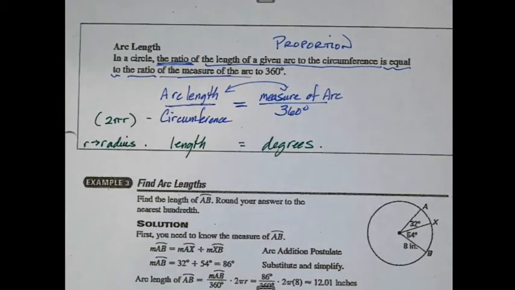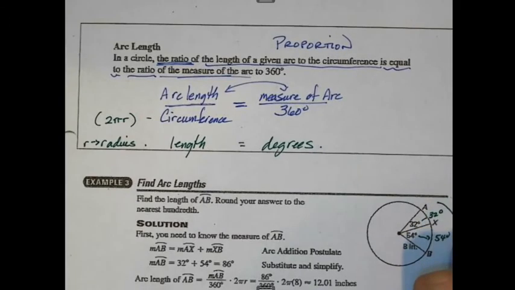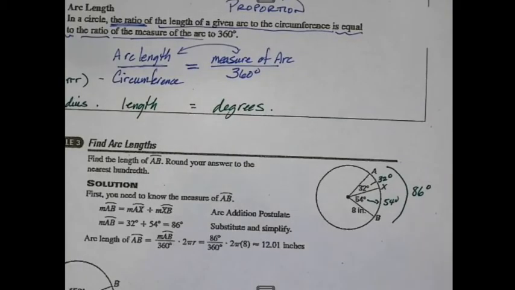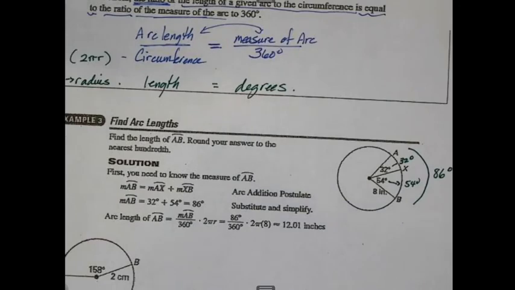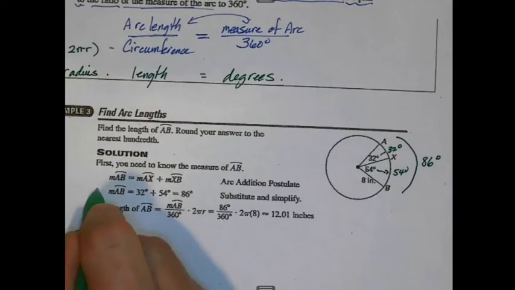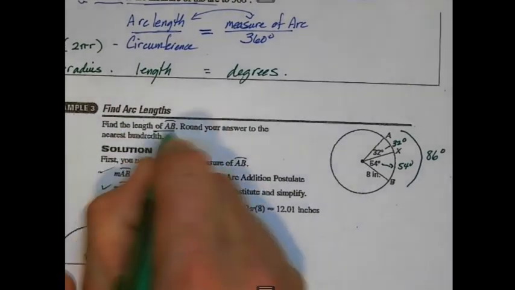All right, so let's take a look at the example here. Find the arc length of A to B. So if this is 32, this is 32. If that's 54, that's 54. If I go arc length to there, then that is 86 degrees. So I want to know the arc length, the linear measurement. I got the 86 degrees by the arc addition postulate. Find the length of that arc.